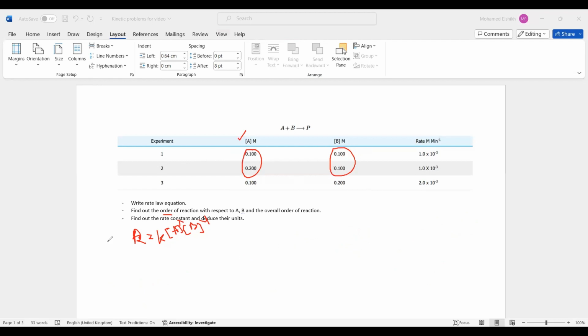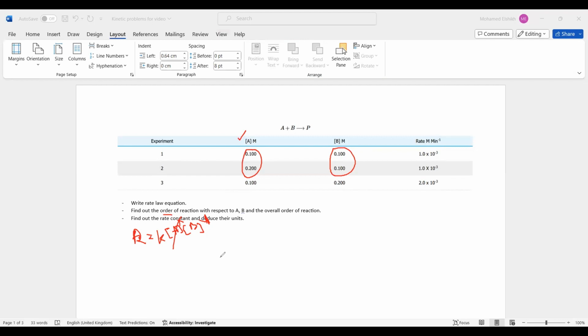Fine, so we know that this term here is 1, and this is basically 1. Okay, so in order to find out the rate constant, all you need to do is to pick any of these rows and apply directly in the equation. So we can take the first one.